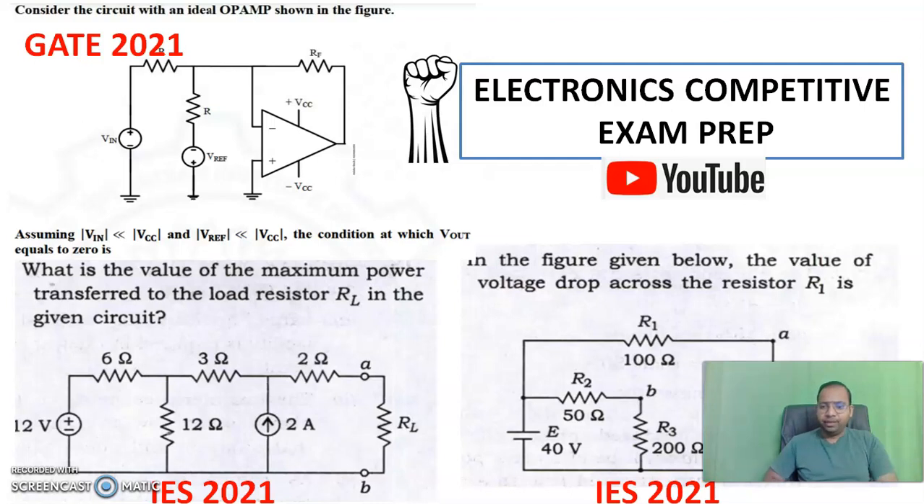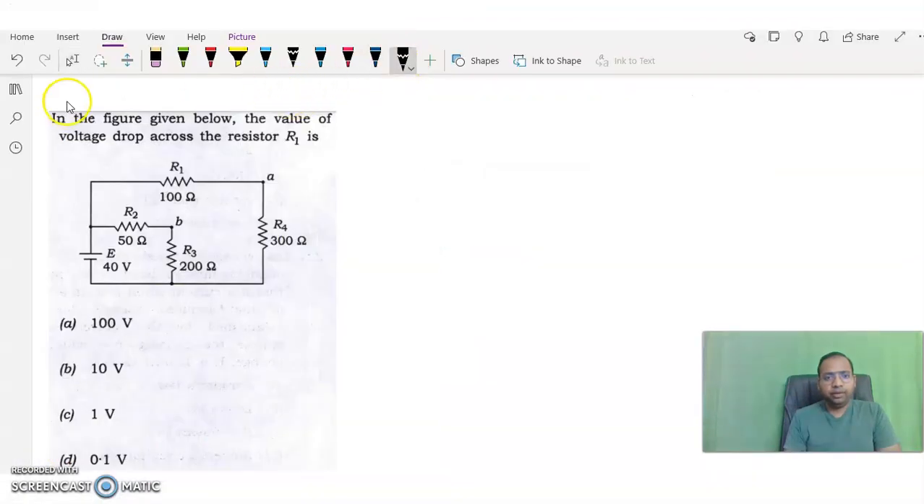Okay, so now we will enter into the video. First we are going to see this circuit, guys. It is the first one, and it is the IES 2021. That means it is a previous year question. So you just check out the question once.